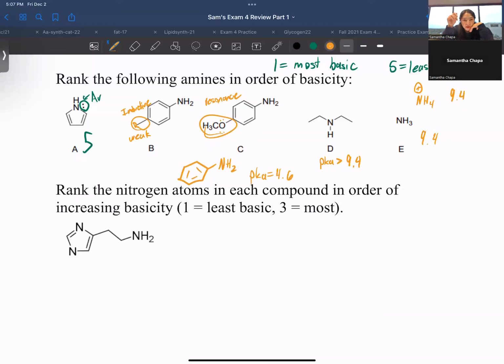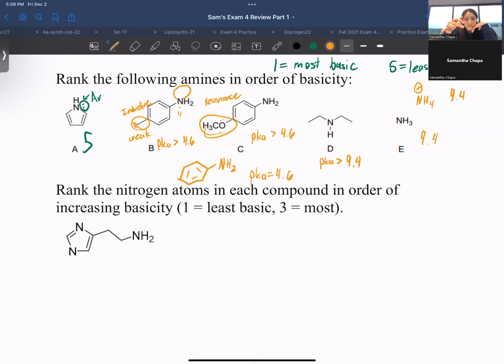We have both electron donating groups, so we know that our pKa's are going to be higher because something is pushing electron density onto this nitrogen. It's making the electron cloud bigger, making the nitrogen more able to grab onto a proton. So the pKa of the conjugate acid of this one is going to be higher, so pKa higher than 4.6. For this one as well, pKa higher than 4.6.